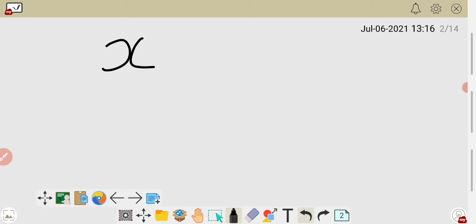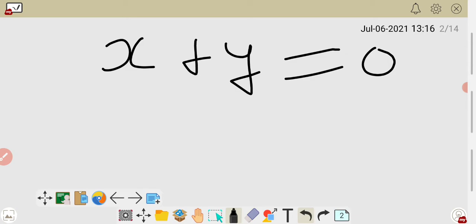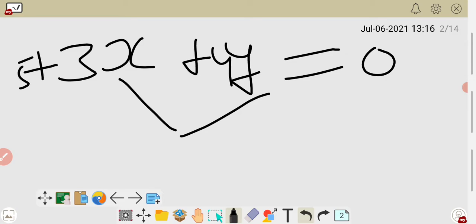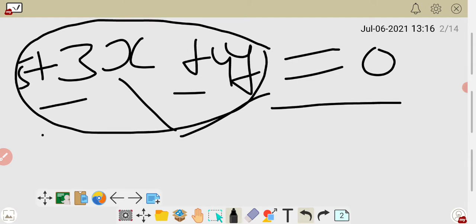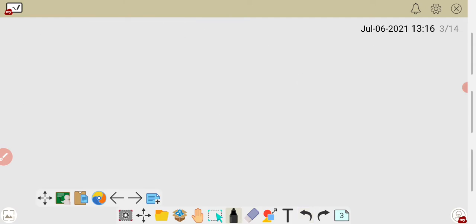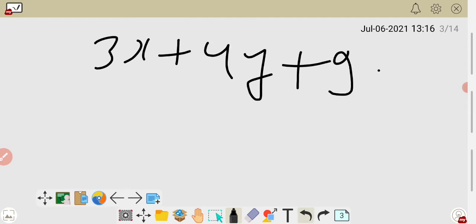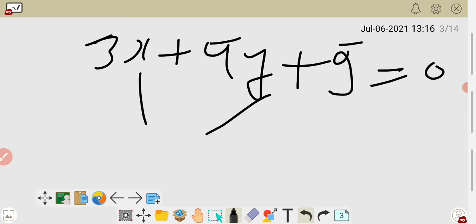It will look like this: x plus y is equal to 0. An equation has some variables, it may include some numbers also, and some mathematical operations. When you put that combination equal to 0, it becomes an equation. So you can write 3x plus 4y plus 9 is equal to 0. Some variables are there, some real numbers are there, and then is equal to 0, so it is known as an equation.